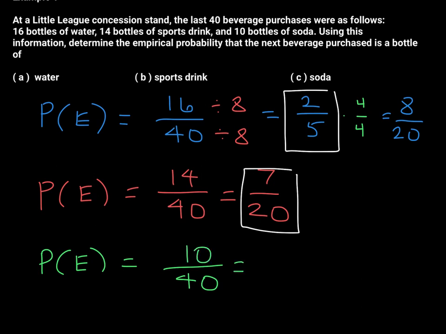So let's simplify this. Divide the numerator and denominator by 10, and you get 1/4. So 1/4 is the probability, and 1/4 is 25%. So this is the lowest probability out of all three, okay?